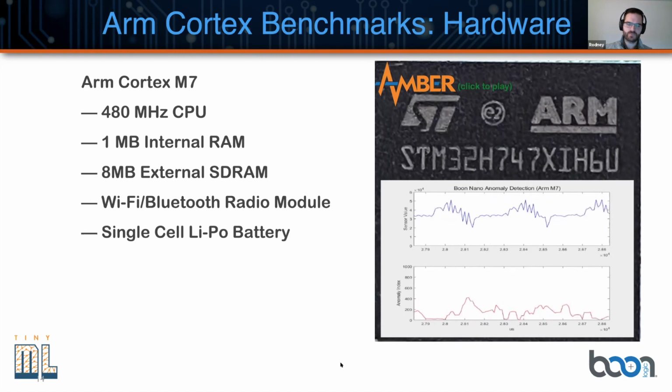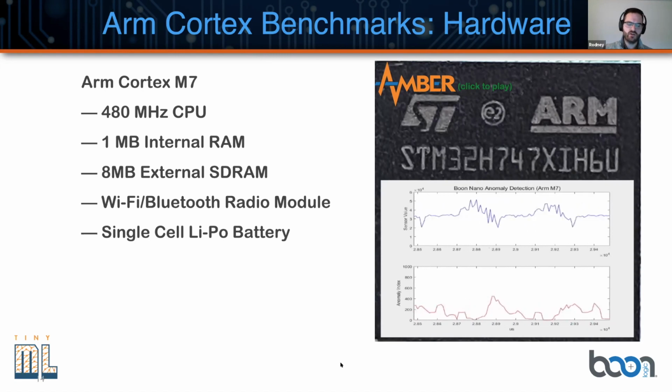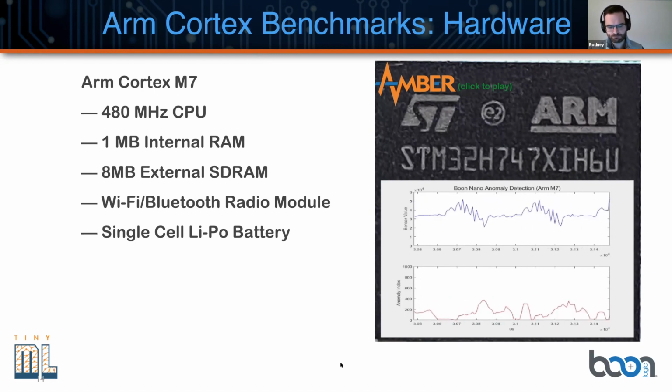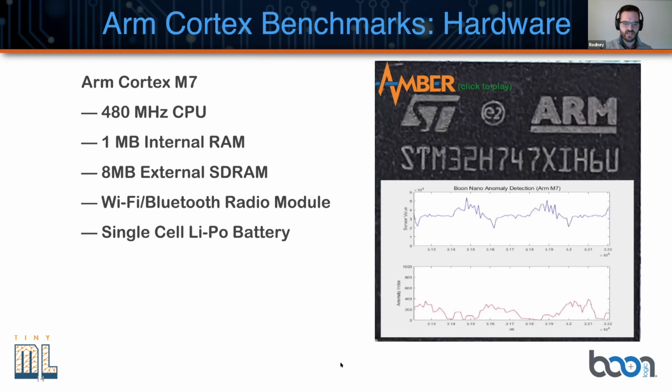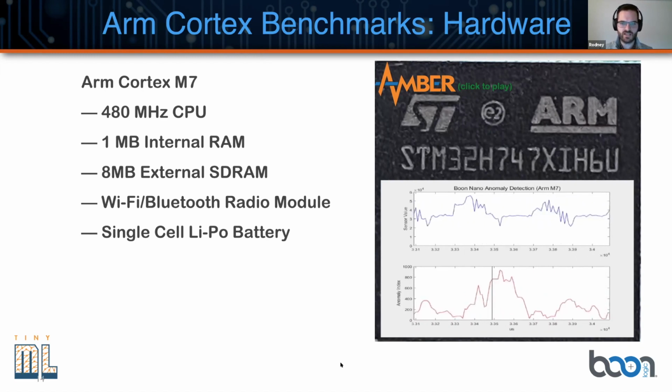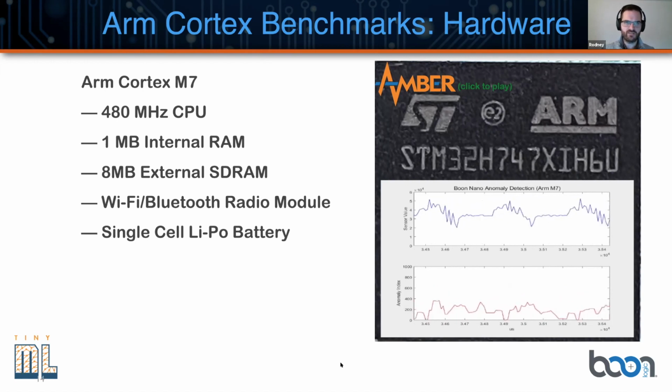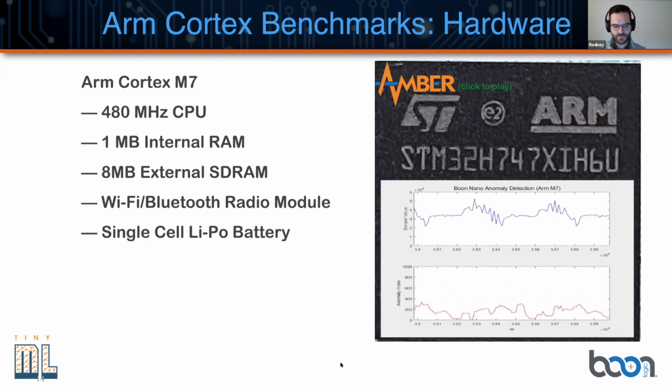So on the right here, we have a video of real-time anomaly detection happening on board this AMBER platform. The data here is being sent via serial so that we can monitor it and see the raw signal and the anomaly index values. But obviously normally we wouldn't have the serial enabled for that.